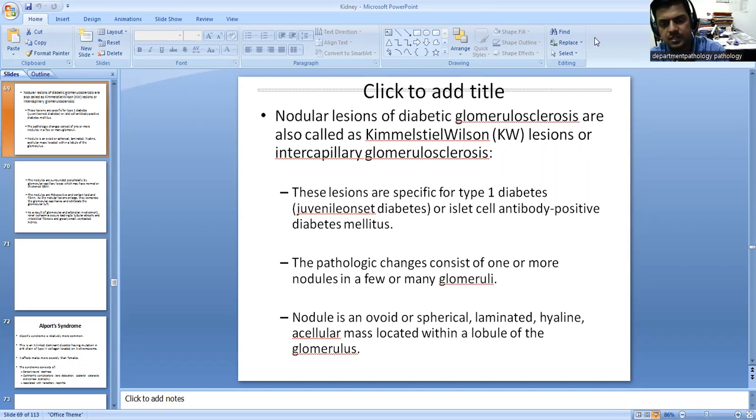Electron microscopy reveals characteristic basement membrane splitting or lamination in the affected parts of glomeruli. Immunofluorescence studies fail to show deposits of immunoglobulins or complement components.